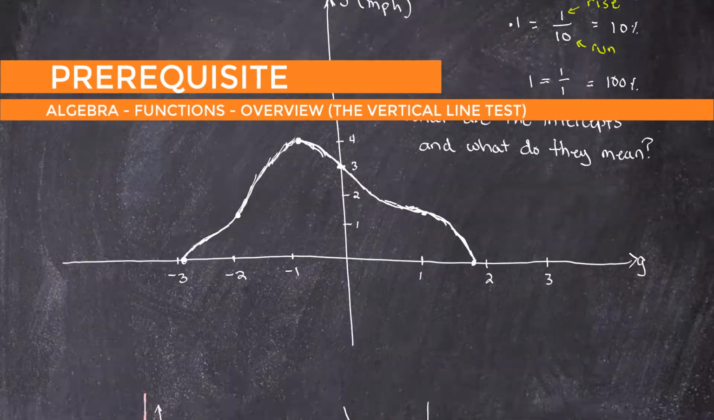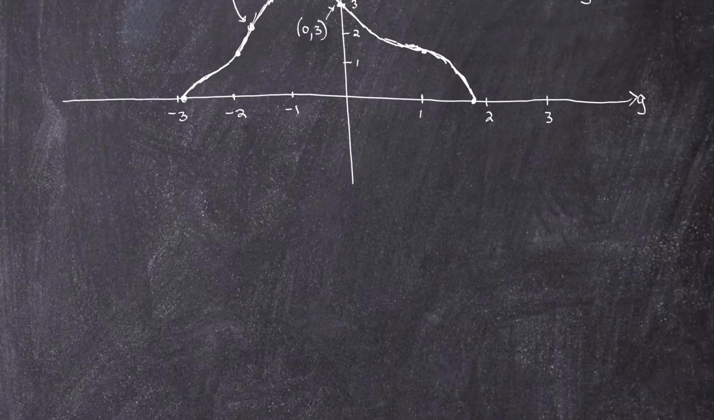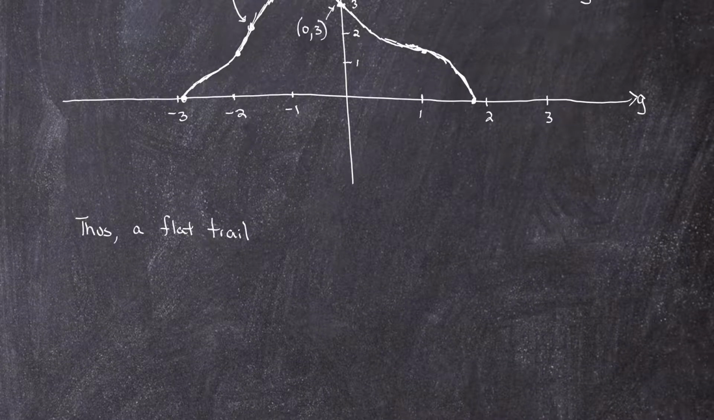All right, now that we've reviewed what intercepts are, let's get back to this application and interpret their meaning for this situation. We start by referring to a random ordered pair on this graph as the point (g, s), where g is the grade of the trail and s is the speed at which I can hike at that grade. Starting with the vertical intercept, we can see that in this case, it is given by the point (0, 3). This means if the trail has a grade of 0, that is, it's just flat, then I can hike at 3 miles per hour.